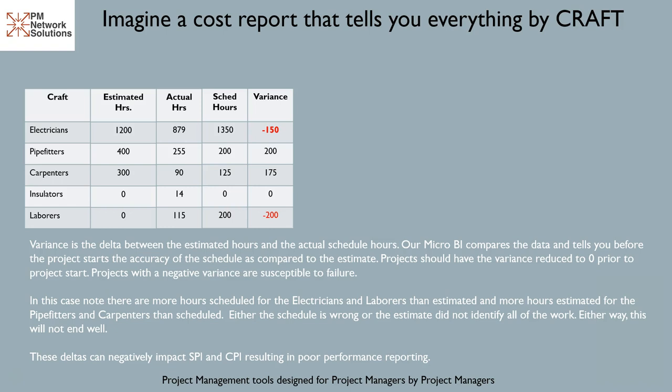In this case, note there are more hours scheduled for the electricians and laborers than estimated, and more hours estimated for the pipe fitters and carpenters than scheduled. Either the schedule is wrong or the estimate did not identify all of the work. Either way, this will not end well. These deltas can negatively impact SPI and CPI, resulting in poor performance reporting.